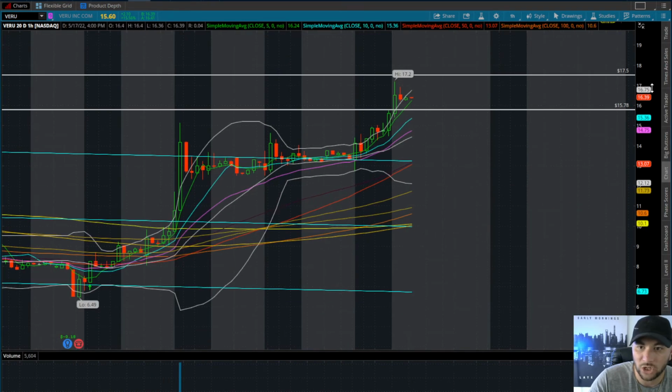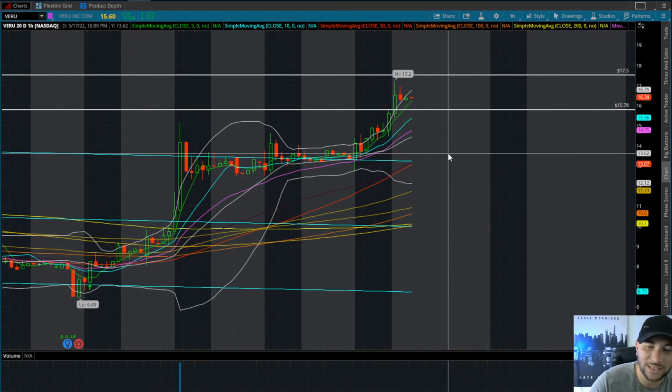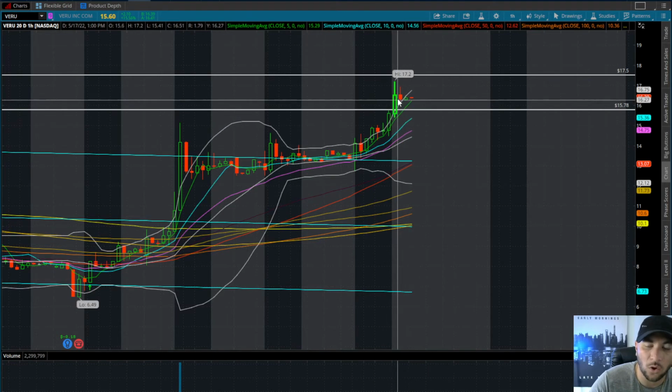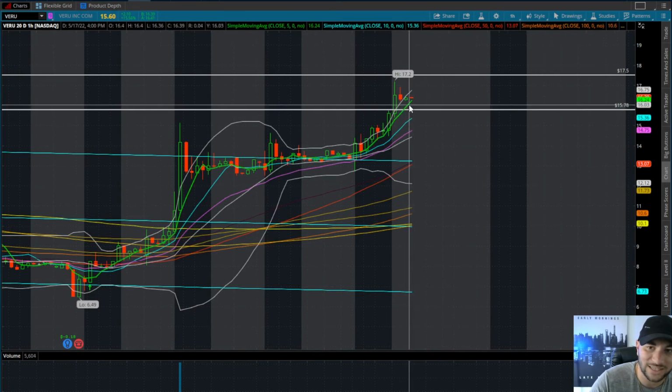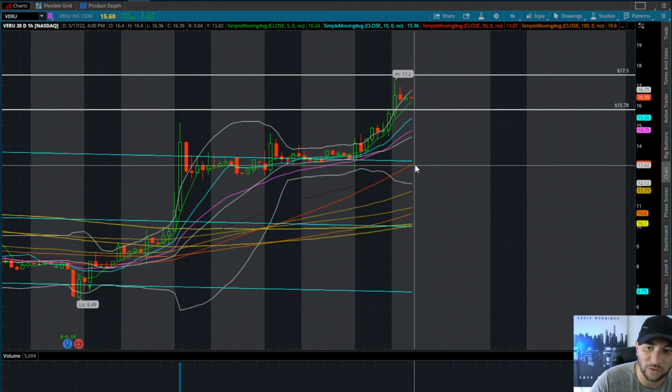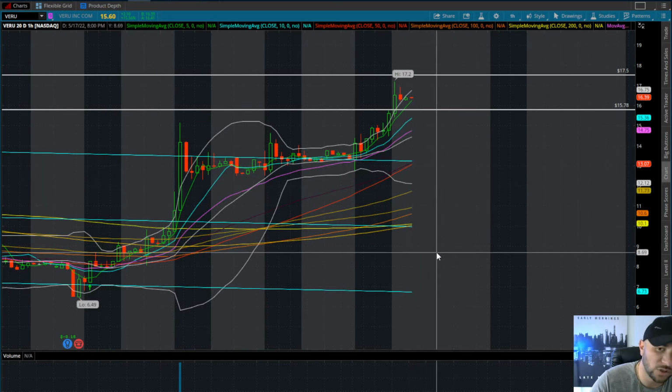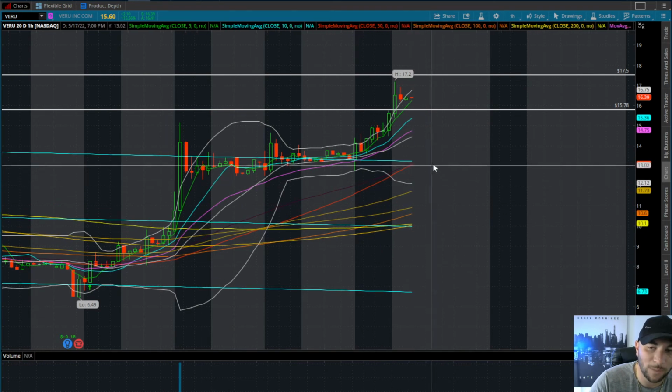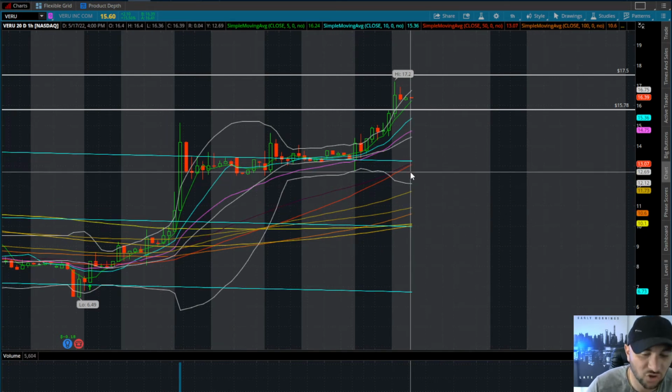Let me go ahead and take a look at the hourly time frame here to see if there are any different support levels. What I do like to see here is that all of the moving averages are starting to get stacked. The 5-day is over the 10, the 10-day is over the 20, the 20 is over the 50, and the 50 is over the 100 and 200. This is exactly the kind of momentum that you want to see when a stock is trending higher.